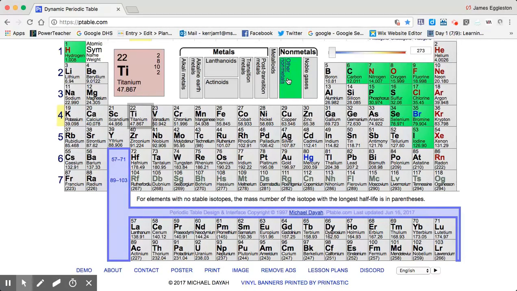You notice that most of them are gases. But interestingly, carbon is in that group, and it is not a gas. And bromine is in that group, and it is not a gas. It's liquid at room temperature. And of course, iodine, you've seen that too. So these are the nonmetals.